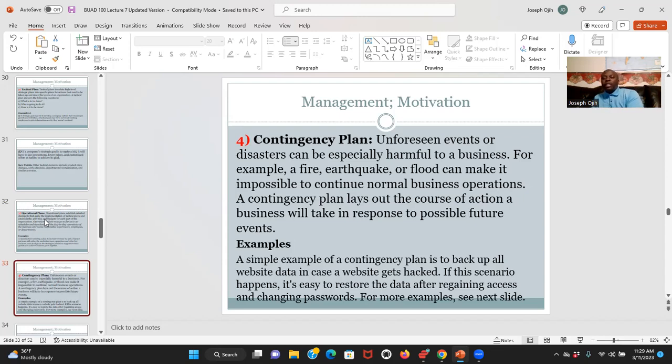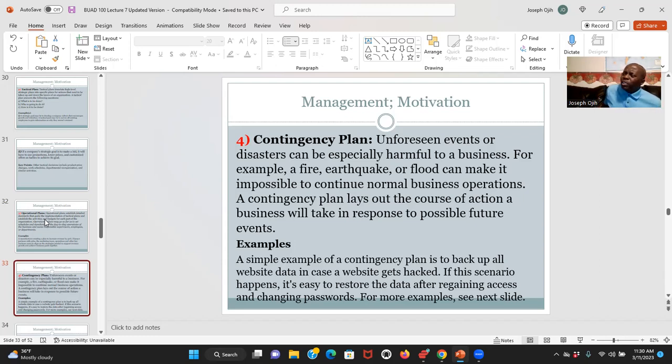Unforeseen events or disasters can be especially harmful to a business. Things like earthquakes. Think of what happened in Turkey and Syria recently. Think of fire. Think of flood. All these things can make it impossible to continue normal business operations. So a contingency plan lays out the course of action a business can take in response to possible future events.